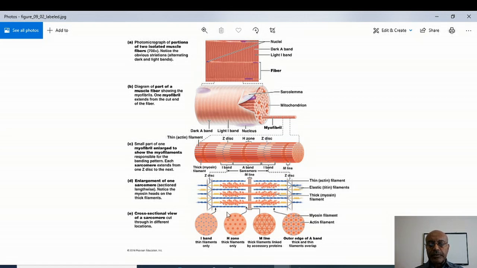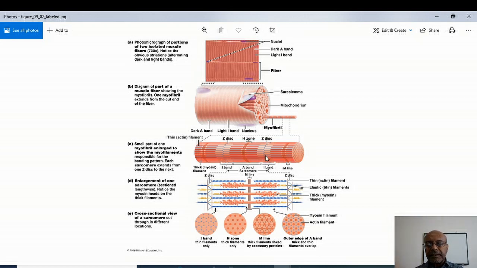Here is a sarcomere. We will see a bigger picture of the sarcomere, but I want you to see that this sarcomere from here to here is one sarcomere. Look at this, from here to here. That means from Z disc to Z disc. We will see this more on a bigger picture. Just on this one, I want you to see the sequence.